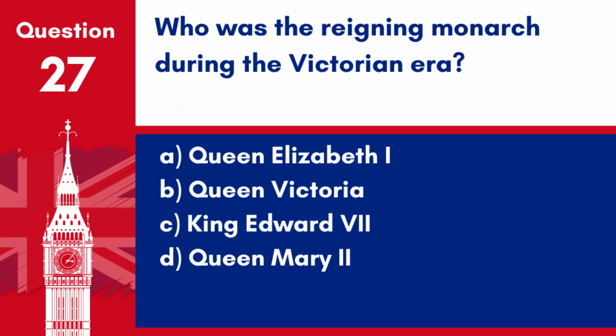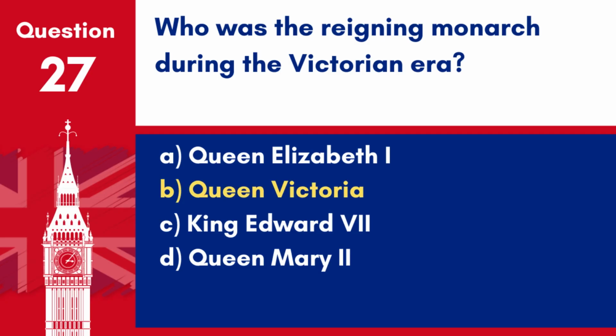Question 27. Who was the reigning monarch during the Victorian era? A. Queen Elizabeth I. B. Queen Victoria. C. King Edward VII. D. Queen Mary II.